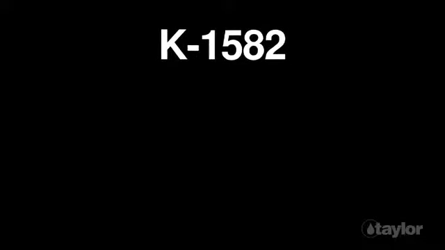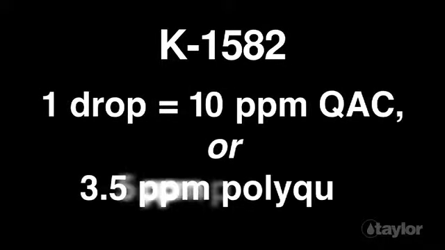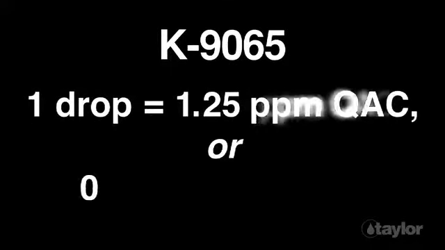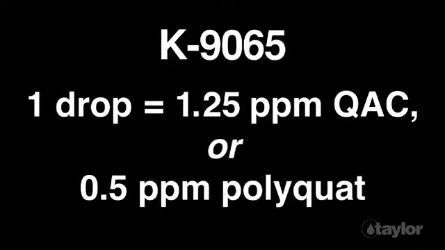For this demonstration, we're using the K-1582 test kit, which has a drop equivalency of 1 drop equals 10 parts per million QAC or 3.5 parts per million polyquat. Taylor's K-9065 is designed to test lower dosage levels and has a drop equivalency of 1 drop equals 1.25 parts per million QAC or 0.5 ppm of polyquat.